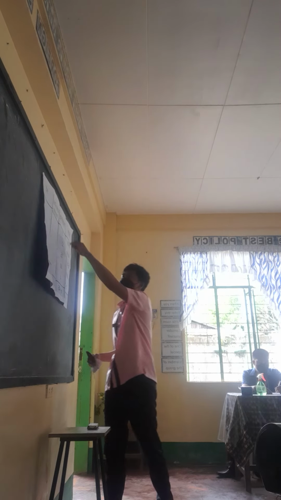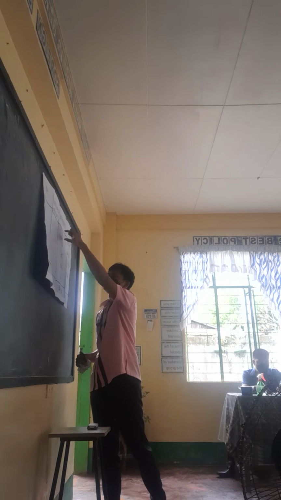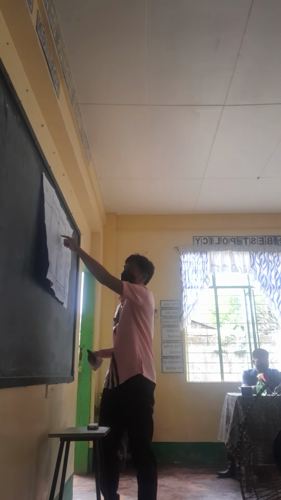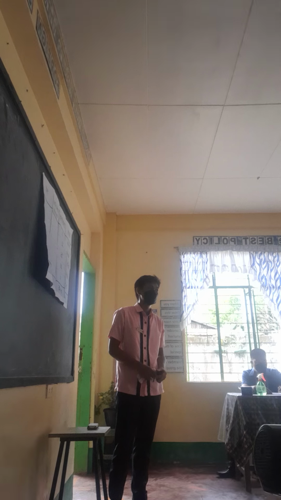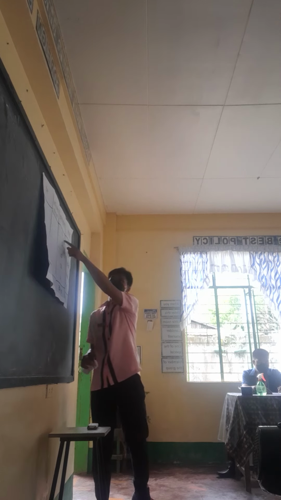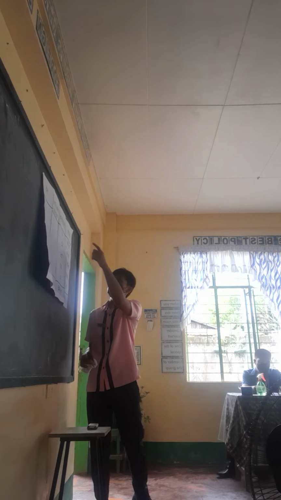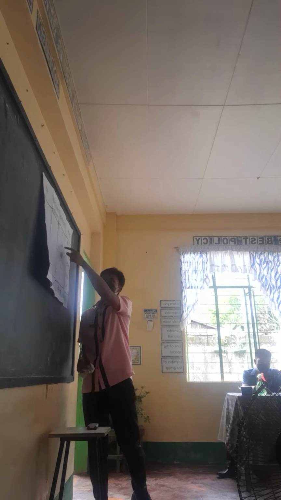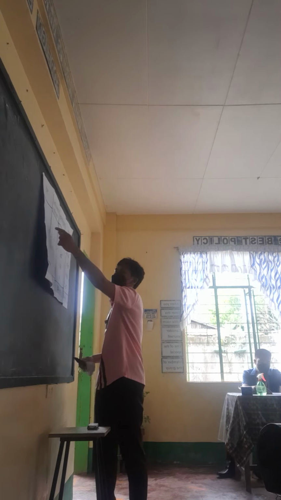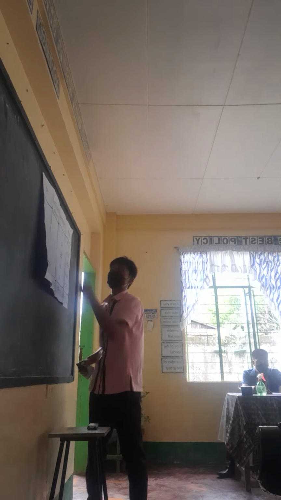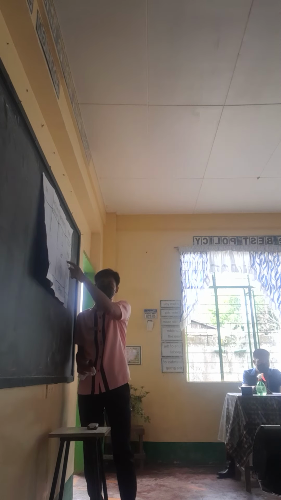But for example, if we are looking for this cumulative frequency, what do we add? 3 plus 12 plus 16 plus 10 plus 4. What about if we will just look for the cumulative frequency of this class? 12 plus 16 plus 10 plus 4. Okay, very good. That's how we get the cumulative frequency.